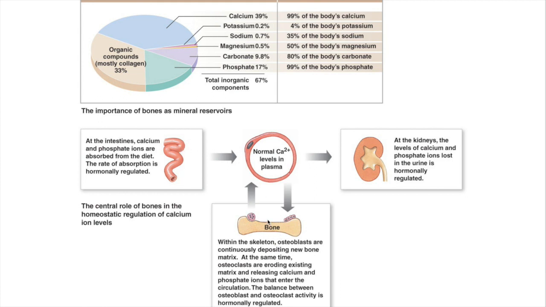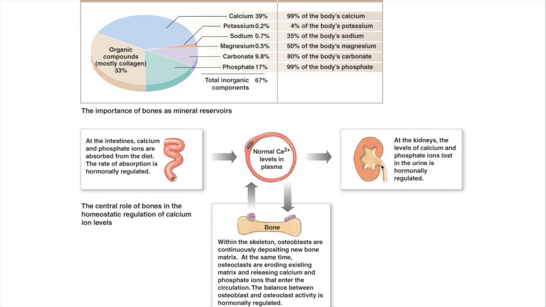And in the bone, we have osteoblasts depositing new bone matrix, and this removes calcium from the blood. And then at the same time, we have osteoclasts breaking down bone matrix, and this releases calcium into the blood. So osteoclasts put calcium into blood, osteoblasts take calcium out of blood. Calcium is brought into the blood at the intestines, and the balance between osteoblast and osteoclast activity is hormonally regulated, and the levels of calcium lost in the urine are also hormonally regulated.